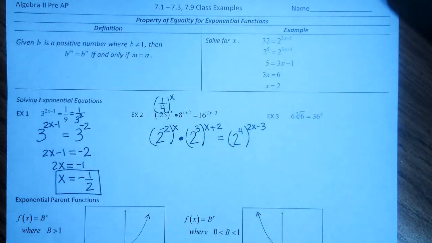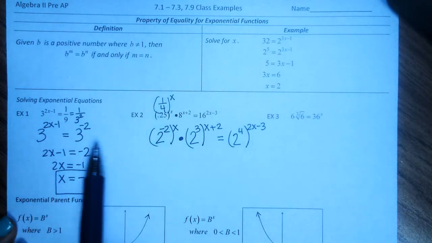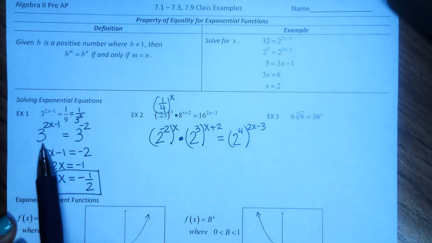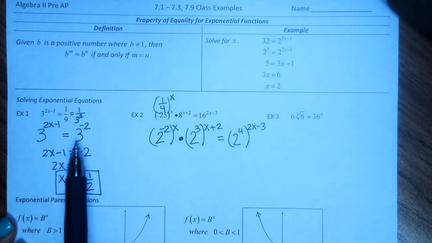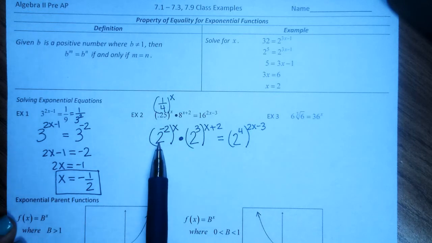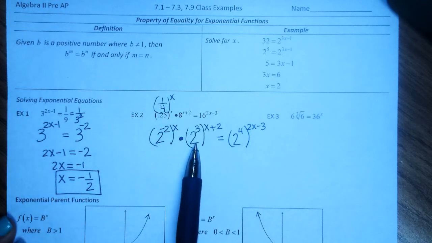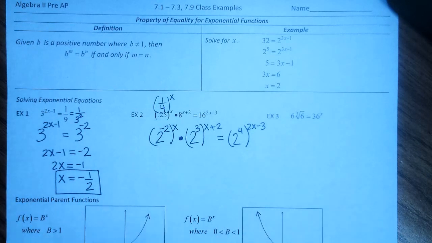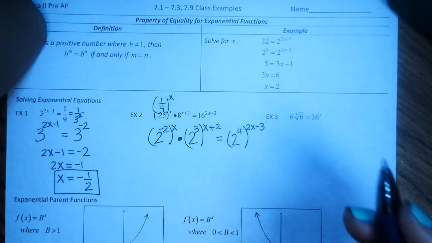Now you want to simplify everything. Don't cancel the bases yet because you can only set the exponents equal to each other once you have one base on the left side and one base on the right side of the equal sign. Right now we have a base of 2 here and another base of 2 there, so we're going to have to combine them into one single base first. Then we can set the exponents equal to each other.